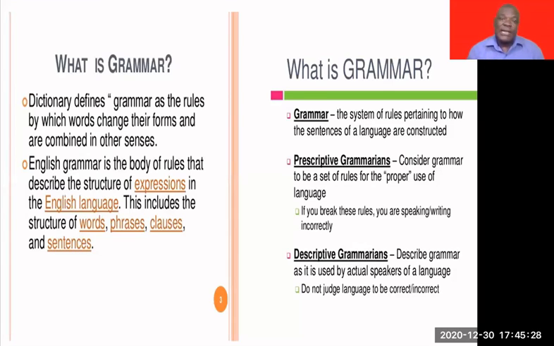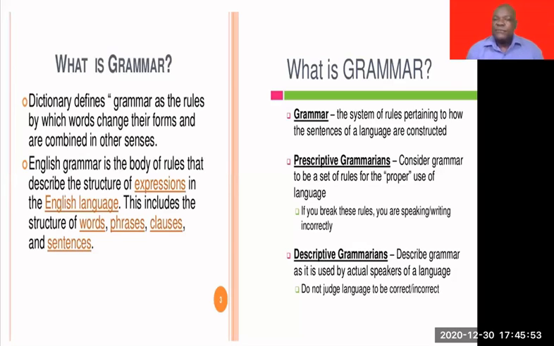When you acquire a particular language or when you learn a language, you acquire the innate ability to construct sentences. And that is exactly the perspective we're looking at here: grammar is the system of rules pertaining to how sentences of a language are constructed.